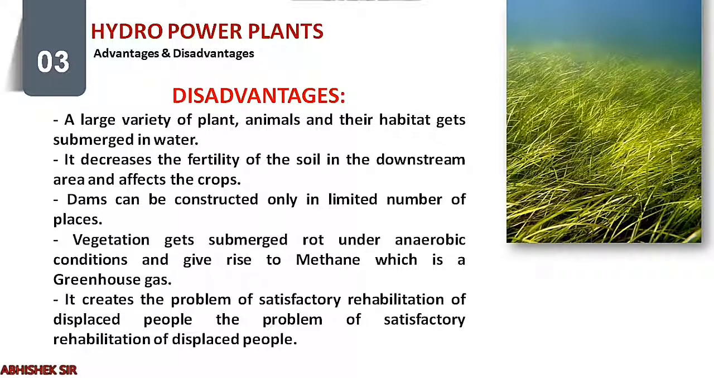The vegetation which gets submerged rots under anaerobic conditions and gives rise to methane gas. Again, methane is a greenhouse gas, so it creates global warming. And wherever you build a dam, the area is going to get submerged. Whoever lives near those areas, satisfactory rehabilitation by the government is also a problem. So this is all about hydro power plants.